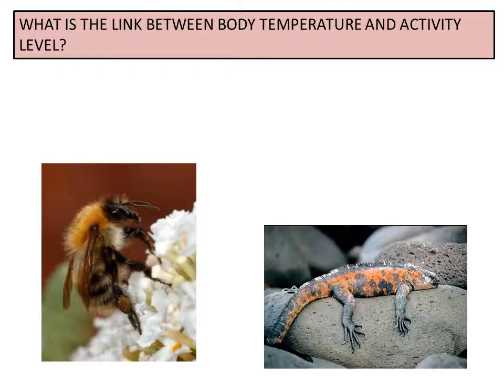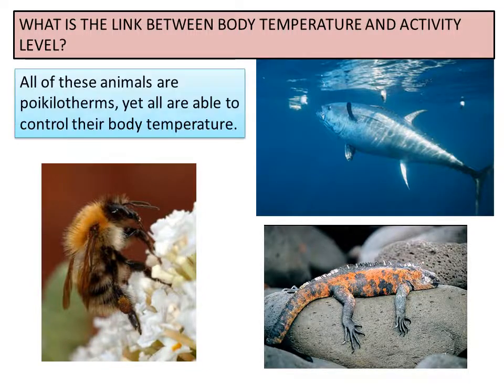So we've got some examples here of poikilotherms. All of these animals are poikilotherms, yet they can control their body temperature to some degree. So I want you just to think for a moment on how they might be able to do that. Now, they cannot control their body temperature by internal mechanisms, so they must have other ways of doing it.